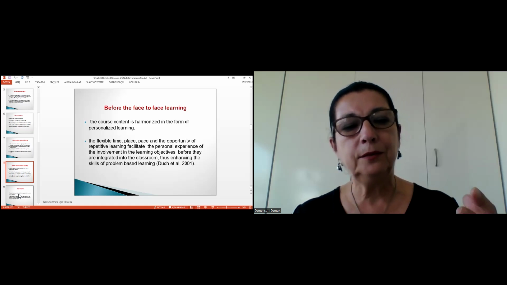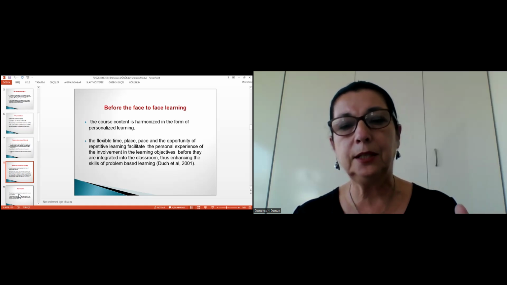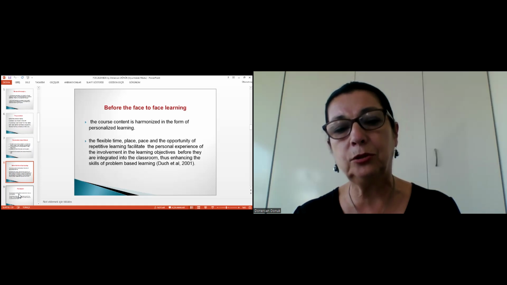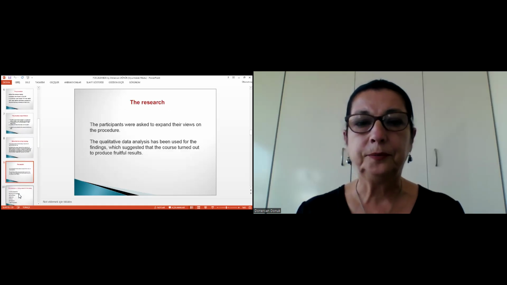In this way, the flexible time, place, pace, and the opportunity of repetitive learning facilitate the personal experience of involvement in the learning objectives before they are integrated into the classroom, thus enhancing the skills of problem-based learning as suggested by Dutch et al.